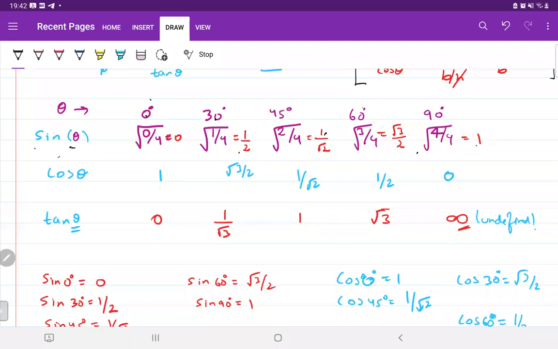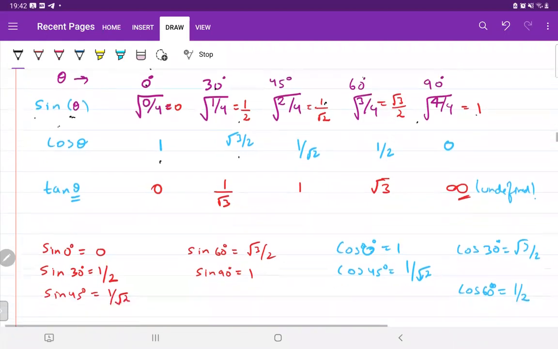Now for cos, I said reverse the order. Cos 0 degree, 1, ulta. Cos 30 degree, root 3 by 2. Cos 45 degree, 1 by root 2. And cos 60 degree, 1 by 2. Cos 90 degree is 0. Yes. Now tan theta.